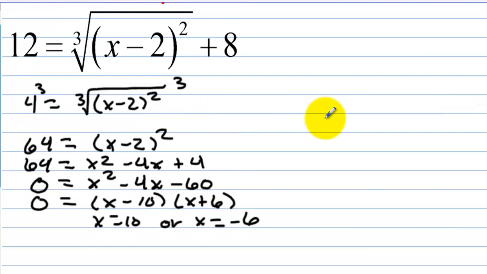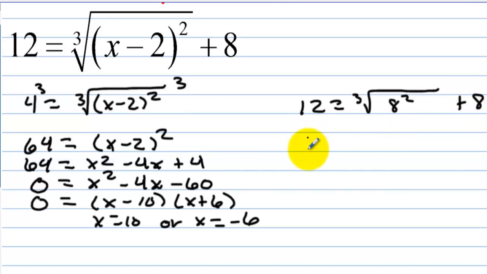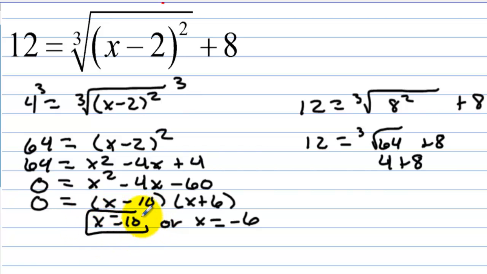Let's test these out. We have 12 is equal to the third root of, let's plug 10 in, we get 8 squared, and then plus 8. So we get 12 equals the third root of 64 plus 8. The third root of 64 is 4, and 4 plus 8 is 12. So 10 is a good answer.